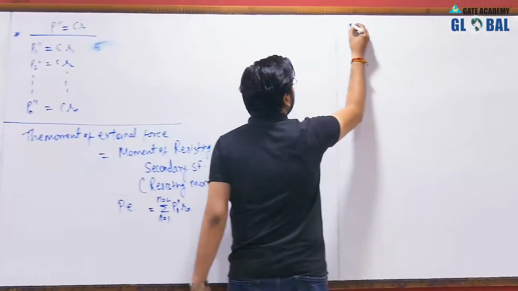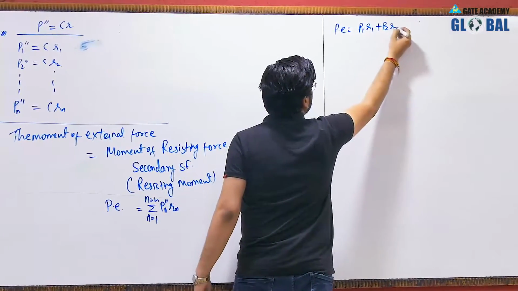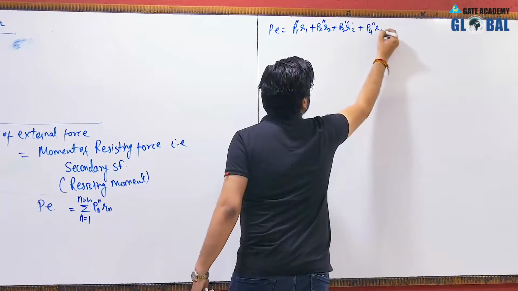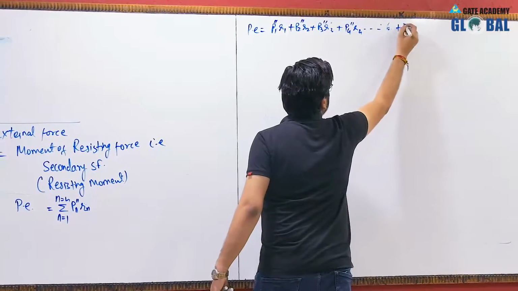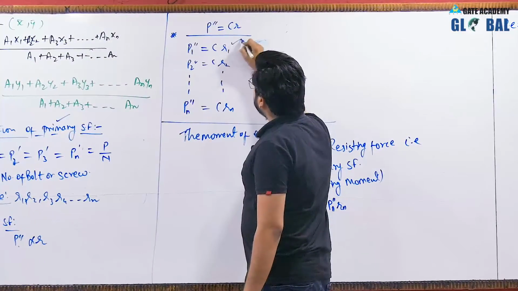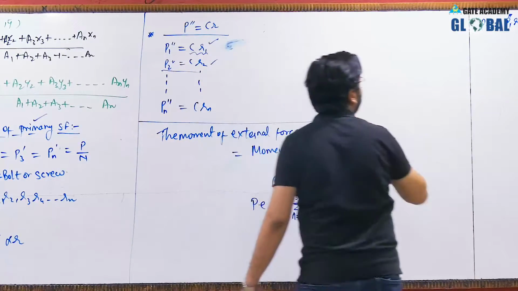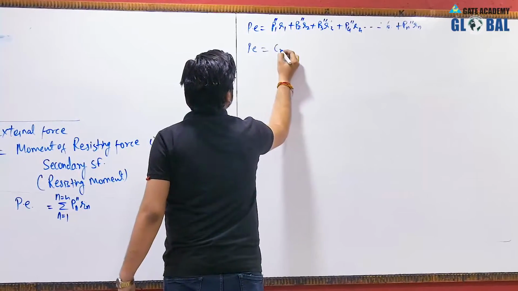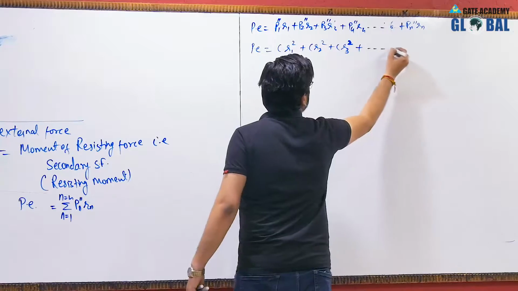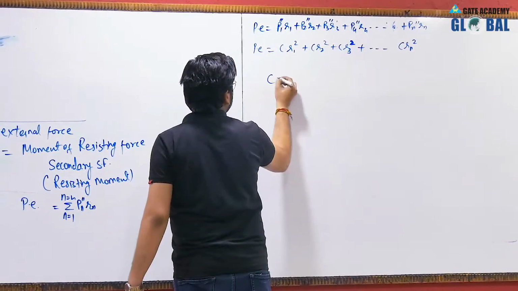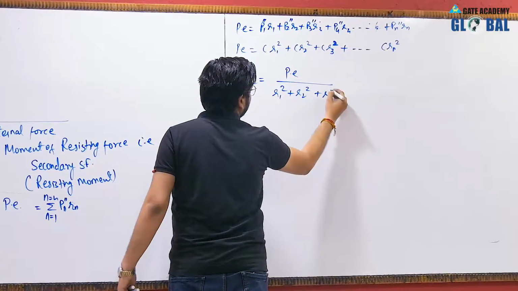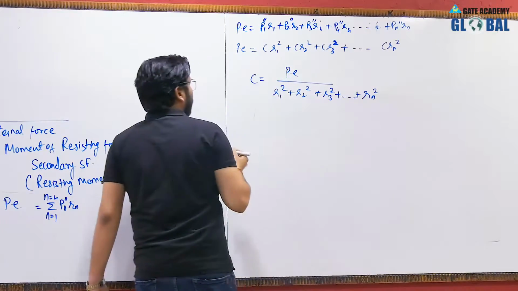Now on solving this equation, we will get P into e equal to P1 double dash into R1 plus P2 double dash into R2 plus P3 double dash into R3 plus P4 double dash into R4 up to Pn double dash into Rn. From this relationship you can see that P1 double dash and P2 double dash can be written in terms of C into R. So this will be C into R1 square, C into R2 square, C into R3 square plus so on up to C into Rn square. From here you can get the constant of proportionality: C will be P into e divided by R1 square plus R2 square plus R3 square plus up to Rn square.